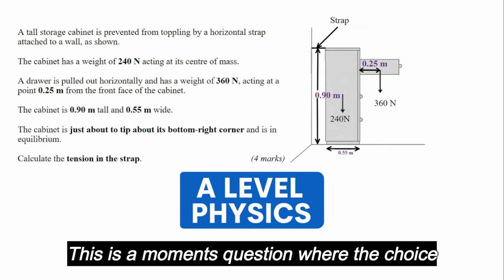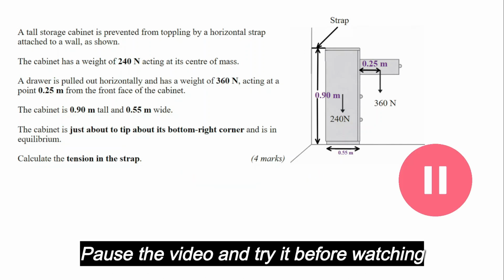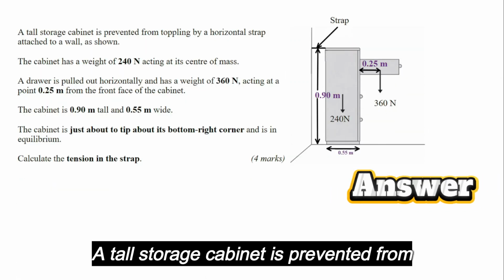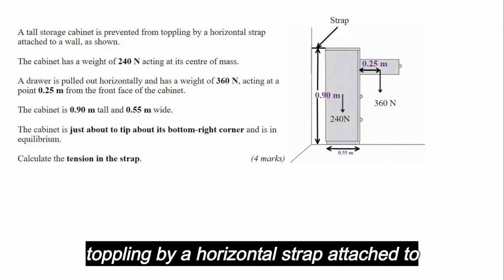This is a moments question where the choice of pivot is crucial. Pause the video and try it before watching the solution. A tall storage cabinet is prevented from toppling by a horizontal strap attached to a wall as shown.